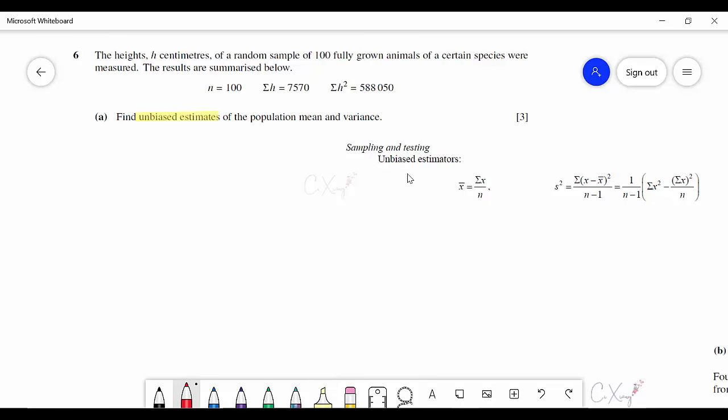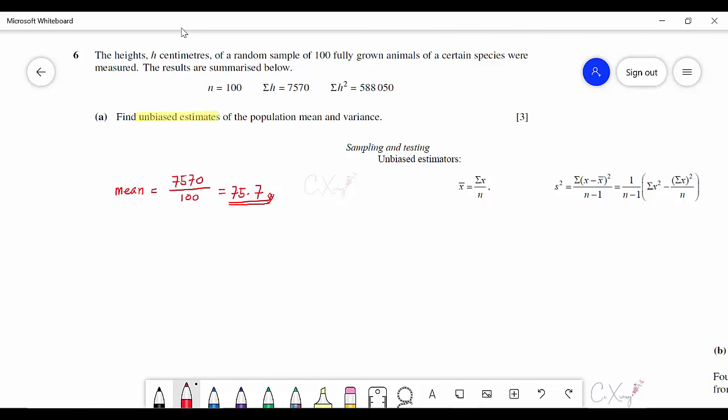Because here we have the H, I will just write it out as the mean. For the first part, calculating the mean is very straightforward. It is the summation of H divided by n. So you will get 75.7 as the unbiased estimate for the mean.